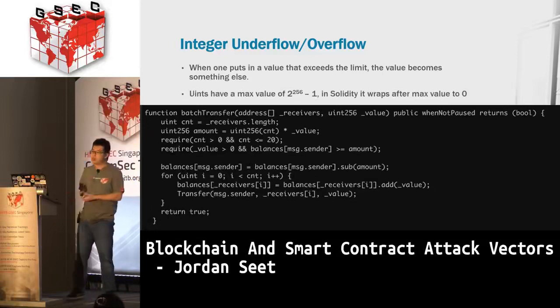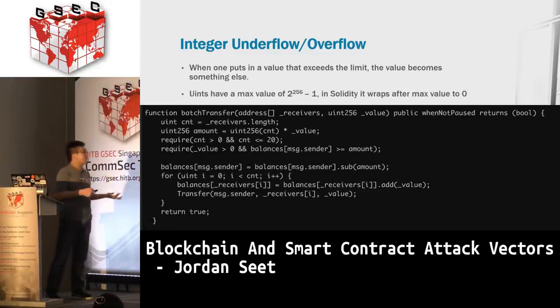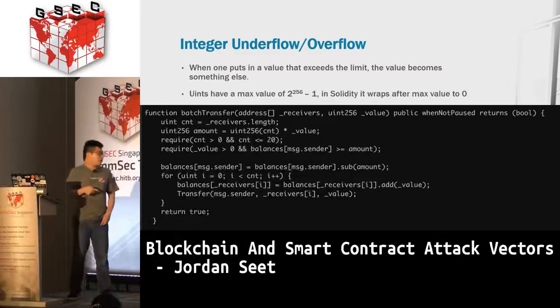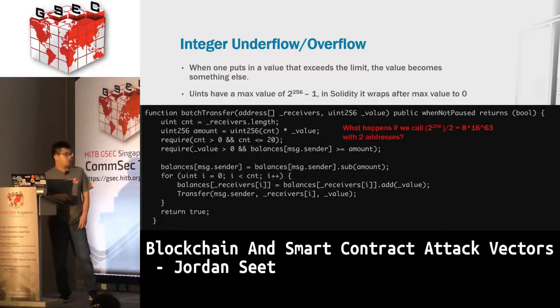In Solidity, which is the Ethereum programming language, uints, unsigned integers, have a max value of 2 to the power of 256 minus 1. Now, what happens in this contract if I call 2 to the power of 256 over 2, which is 8 to the power of 16 to the power of 63, with 2 addresses? Let's run through that.